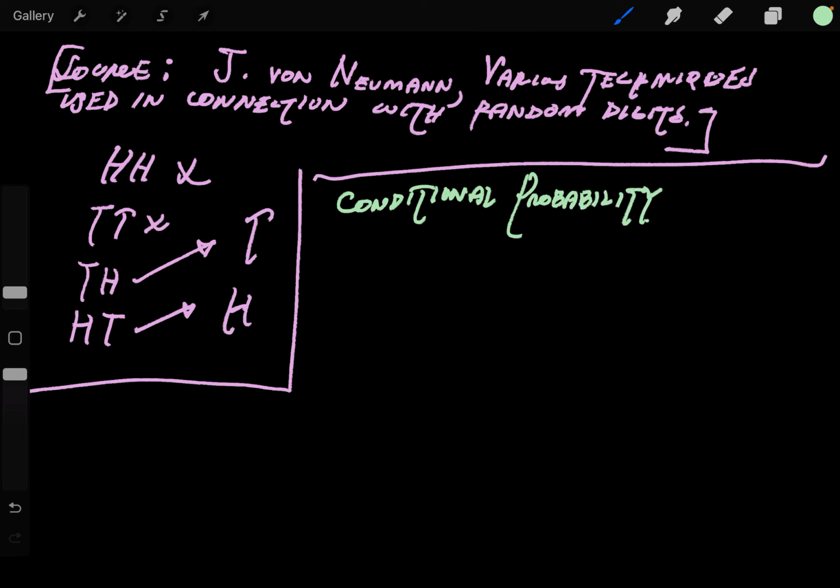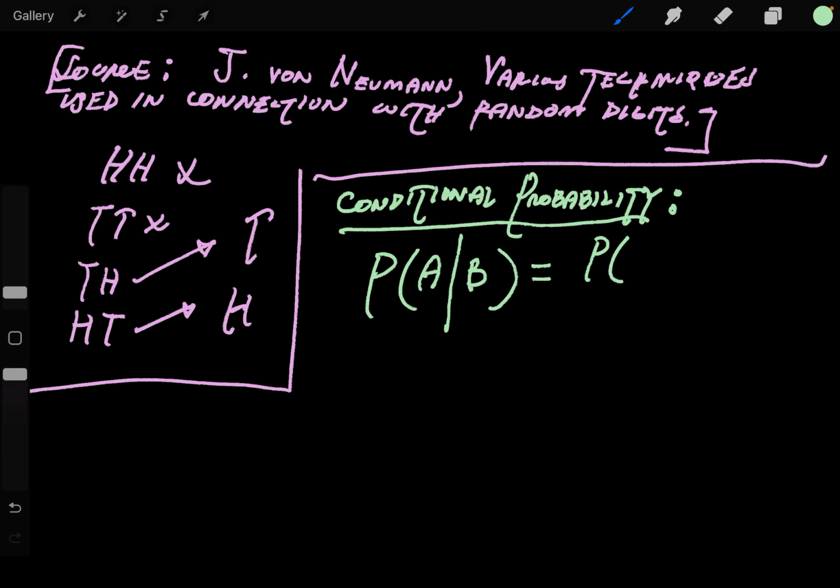One of the things that we need to understand is conditional probability. Conditional probability is basically finding the probability of a given event if you know a certain event has already occurred. It's written P, and then in parentheses A, the probability of event A, and you put this slash here to say given that B has occurred. And it's equal to the probability that A and B both occur over the probability that B occurs.